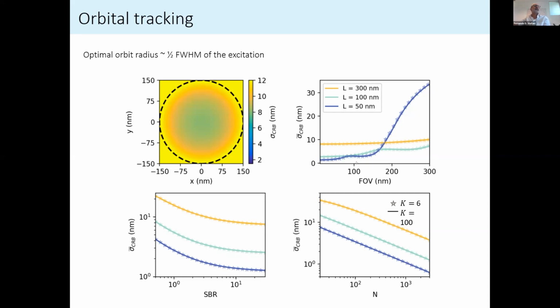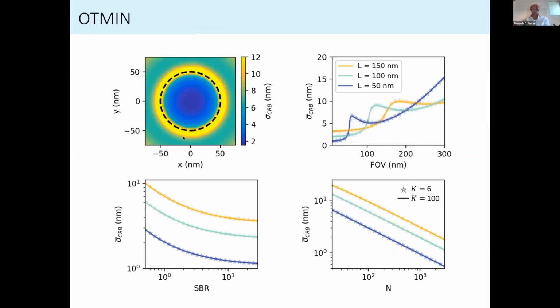All right, so orbital tracking can be described by this formalism. The same happens with orbital tracking using a minimum of light, which is very interesting because now there is no limit, there is no optimum radius. You can make it as small as you want. And as you make it smaller, you will find that your precision becomes better and better using the same number of photons.